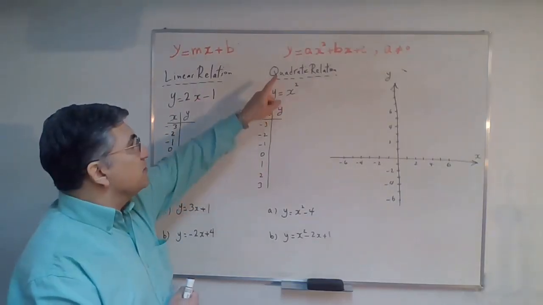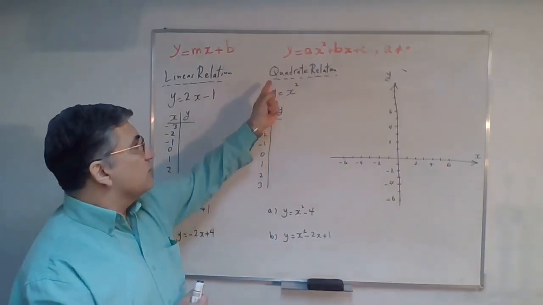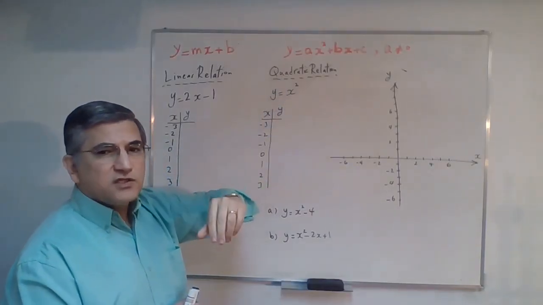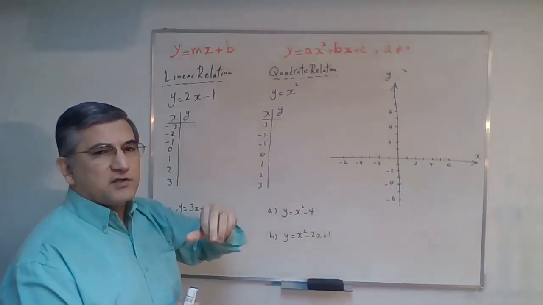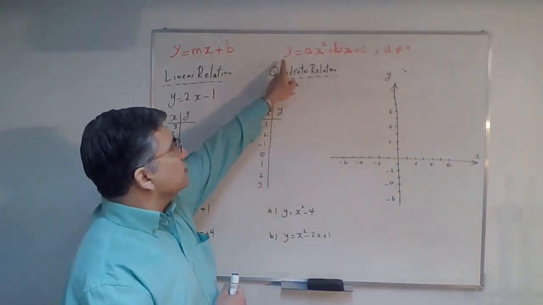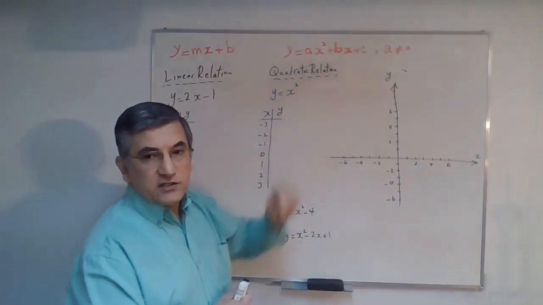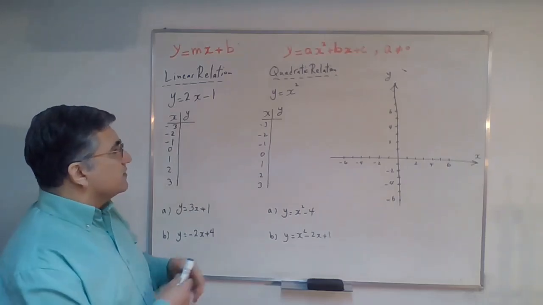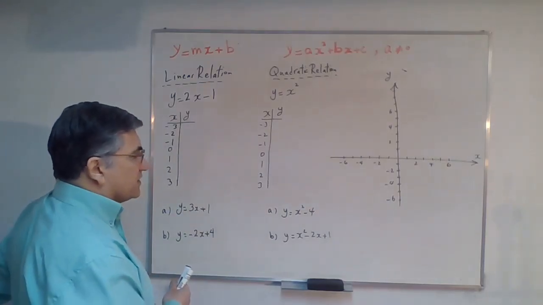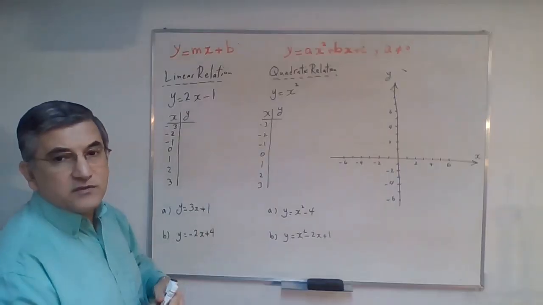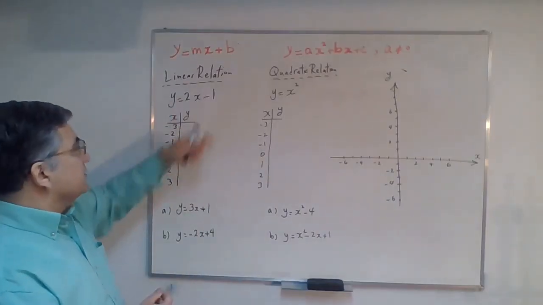In this chapter, you're going to be learning about a new relation. It's called quadratic relation, which I think in grade 10 you learned about a little bit. And the equation is in the form of y equals ax squared plus bx plus c, and a cannot equal 0. And we just start with a basic example, something from grade 9, grade 10, linear relations.